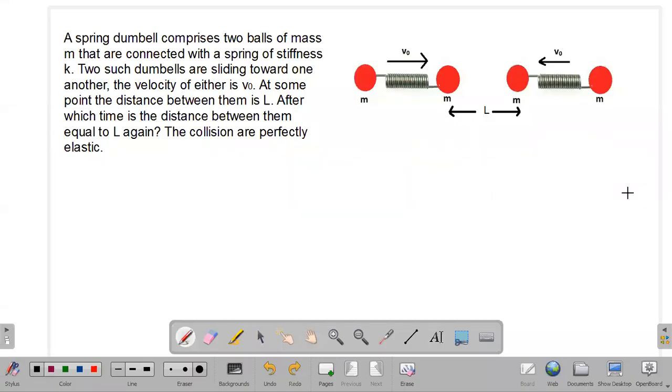For JEE Advanced 2020 scheduled on 27th September, here is the review problem. The first review problem is a combined application of simple harmonic oscillations and the impulse-momentum theorem.